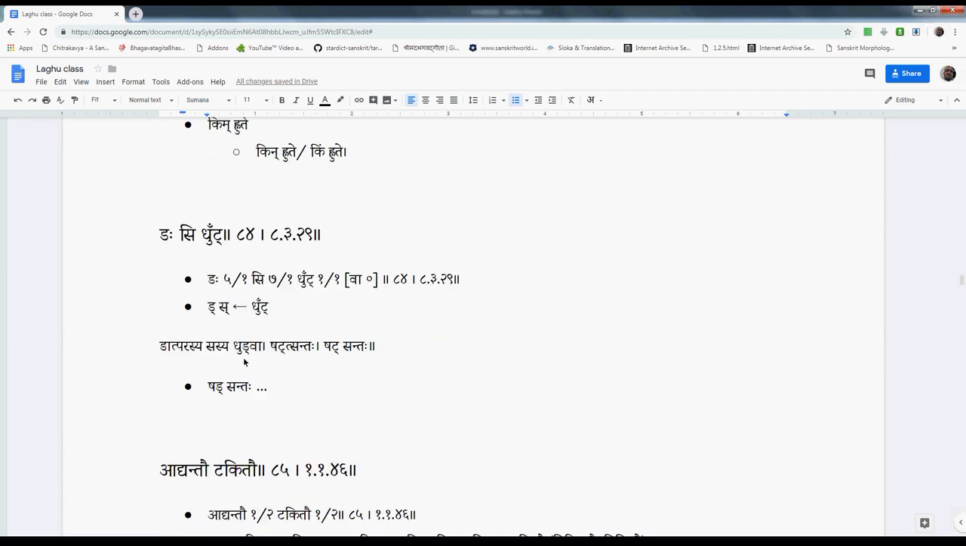Dhudagama, we saw the section of dat parasya sasya dhudva. So shat santa will become what? Shat santa. Optionally, it can take this dhudagama. This dhakara is the content which can become takara here, like in shat santa.